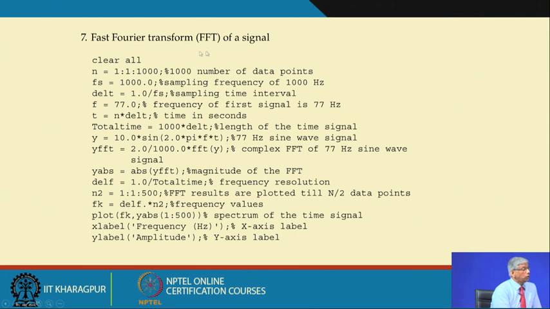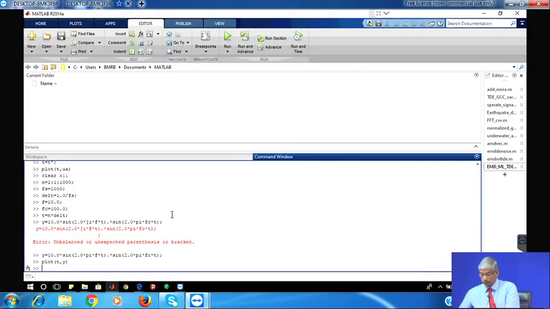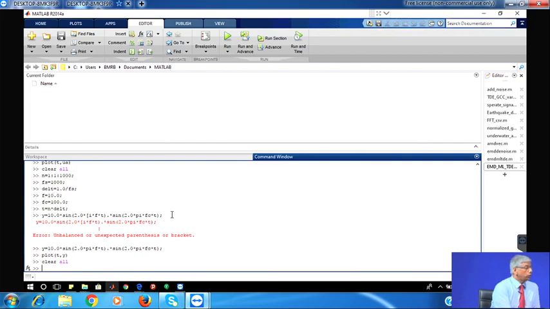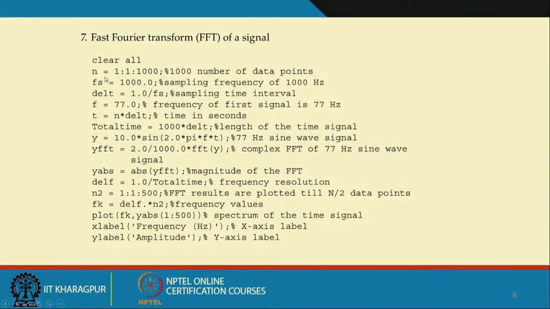Now, I will come to one of the very important examples, as in how do I do the Fourier transform of a signal. Okay. So, let us see this example here. Before that, let me explain what this is. You all are now familiar with this index n is equal to 1 to 1000, and the sampling frequency is 1000 hertz. So, delta t, the sampling interval, is nothing but 1 by sampling frequency. I have a frequency of 77 hertz, and the total time of the signal is 1000 times delta t.